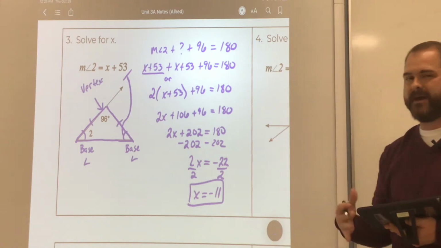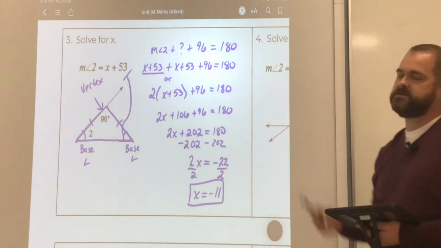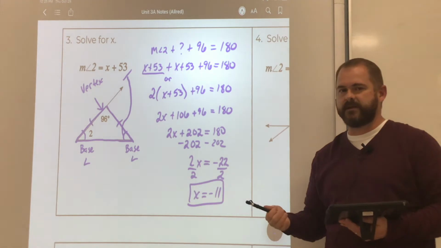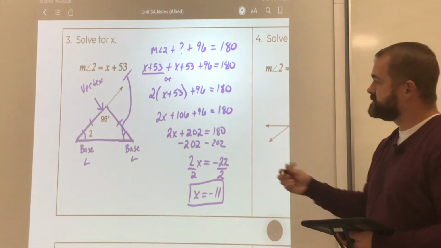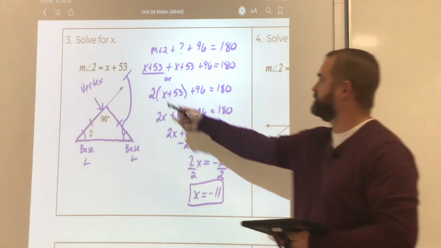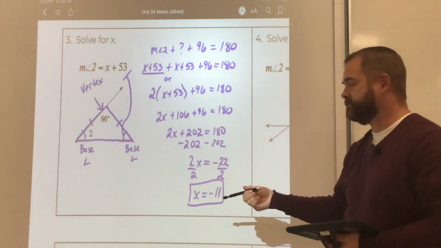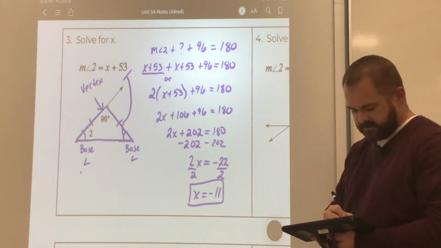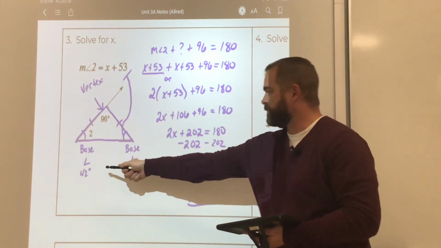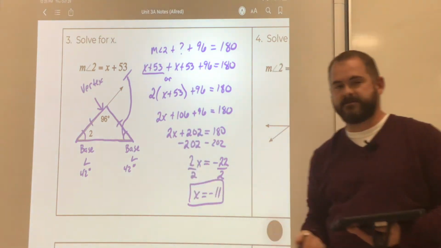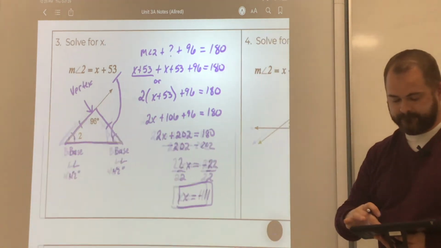If I plug that back in and I get a negative angle measure, then I've done something wrong, because we can't have negative angle measures, but we can get negative values for a variable. And so if I did plug that back in, negative 11 plus 53 is 42. So both of these angles would be 42 degrees. And if I add all 3 of those up, 42, 42, and 96, that adds up to 180. So I know I did that right.